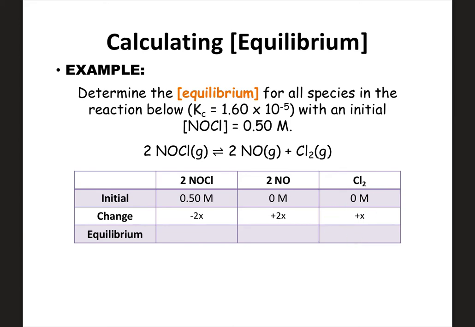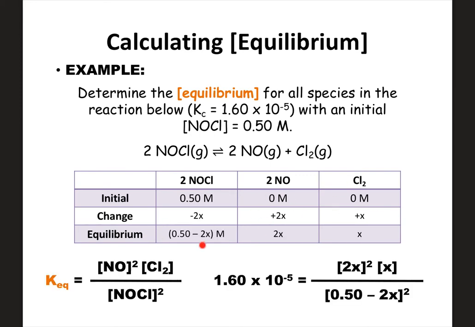And then the Cl2 is just going to be plus x because there's only a 1 in front. All right, so now I have my change for each of these substances with respect to x here. So now I can plug in my table what the values would be at equilibrium, just doing the math here. All right, 0.5 minus 2x, and x. So now I have my concentrations in terms of x at equilibrium for all the substances.